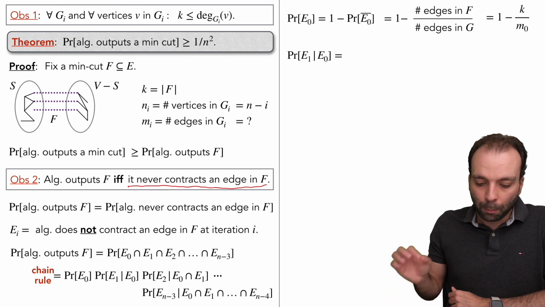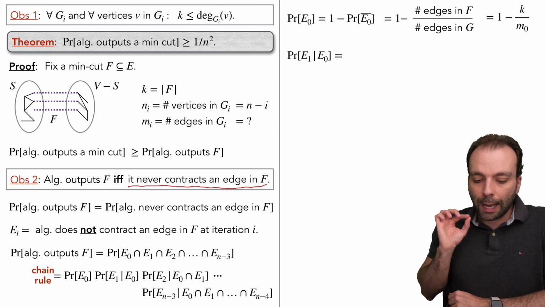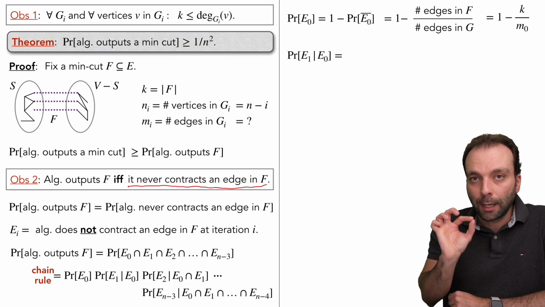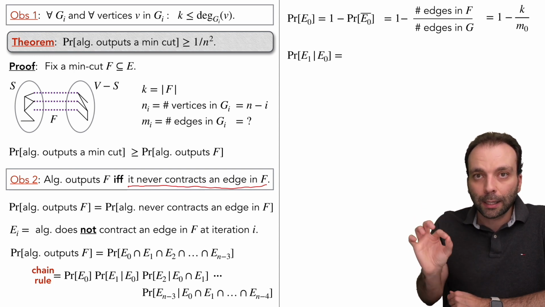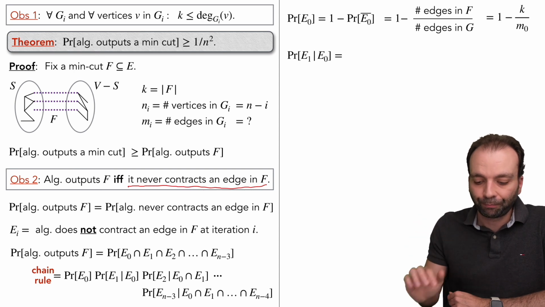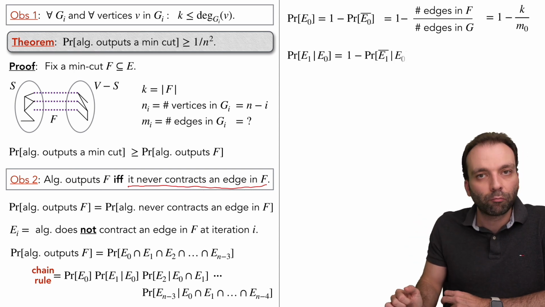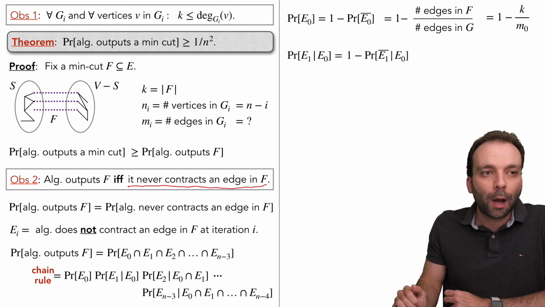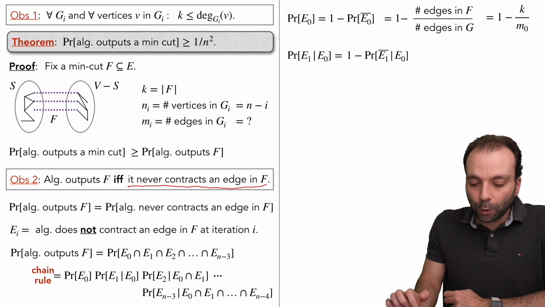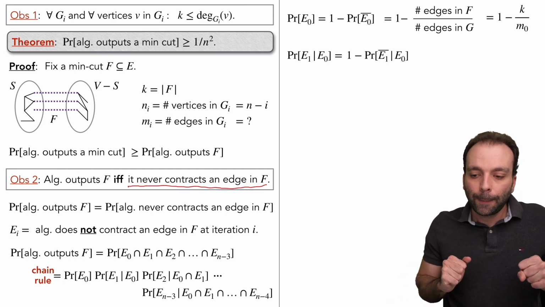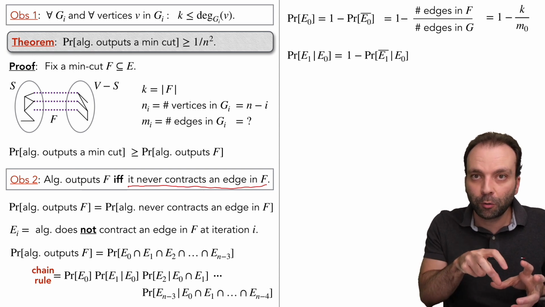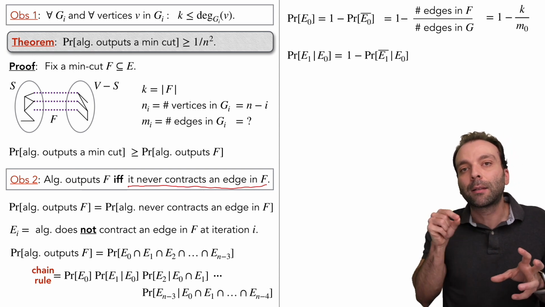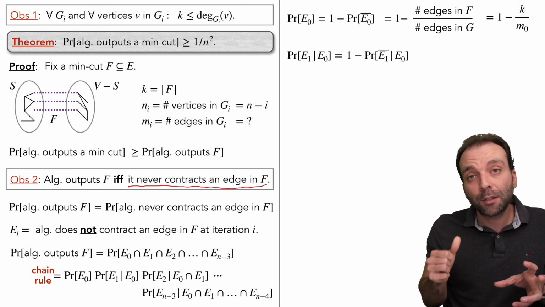Now let's do the second term. What's the probability that we do not contract an edge in the first iteration, given that we did not contract an edge in the 0th iteration? And we'll do the same trick in terms of the complement: 1 minus the probability of the complement of E1 given E0. So now I want to know what is the probability that I will pick an edge from F to contract in the first iteration, given that I did not pick an edge from F to contract in the 0th iteration.